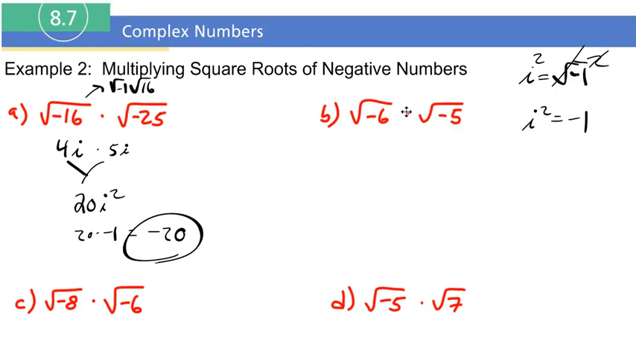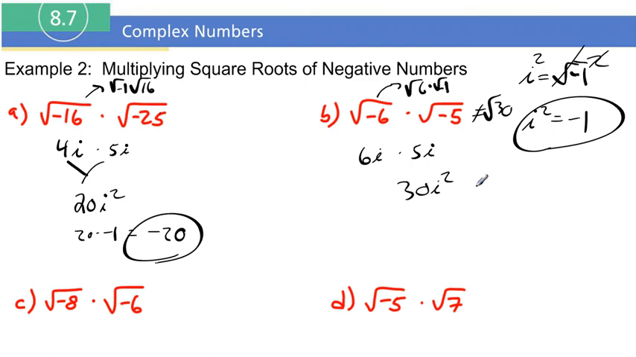Which brings us now to example 2, part B. We're not going to do the square root of 30. So this does not equal the square root of 30. Let's simplify this. This right here is 6i, because this is the square root of 6 times the square root of negative 1. And this right here is 5i. So 6 and 5 is 30. And again, i times i is i squared, and we established that i squared is negative 1. So that's going to be negative 30.